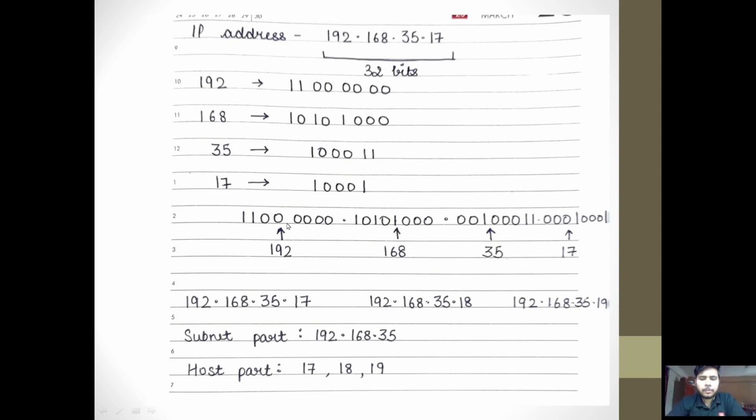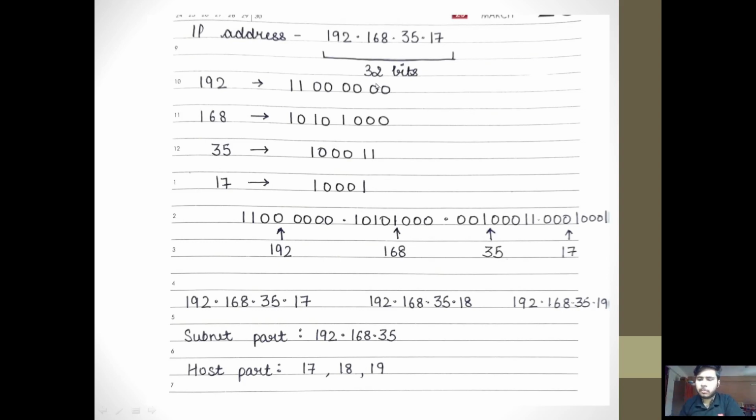The host part is the part of the IP address which identifies a specific device, and it distinguishes one device from another device within the same network. The size of the host part is determined by the remaining bits. So these are the remaining bits, like 17, 18 and 19. These are the last bits, the remaining ones except the subnet part. So this one is the host part.